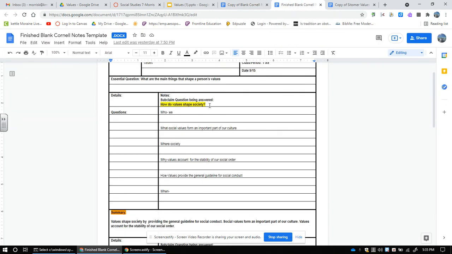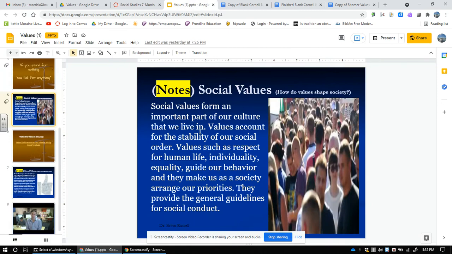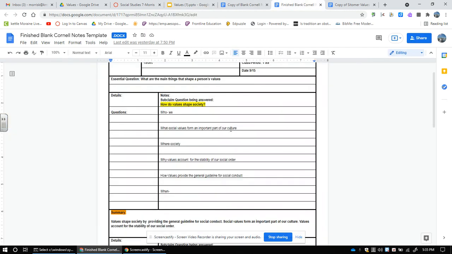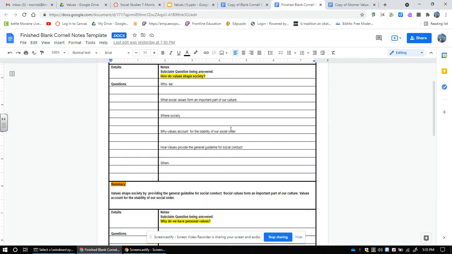How do values shape society? As I go through here, I've picked out the who, what, where, why, how, and when, right? And that looks like this. Now I've gone down here and written my summary using my notes. I don't need the PowerPoint for that anymore.